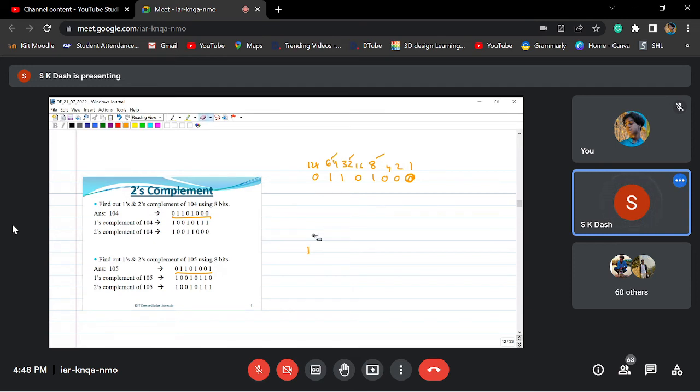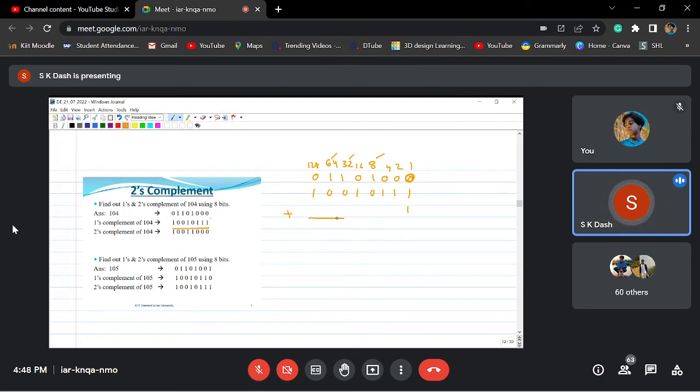Okay. Let us first do this manually, then we'll go for a shortcut. So what will be the 1's complement of 104? Just interchange zeros with 1 and ones with 0. This will become 10010111. Then, to find the 2's complement, what to do?